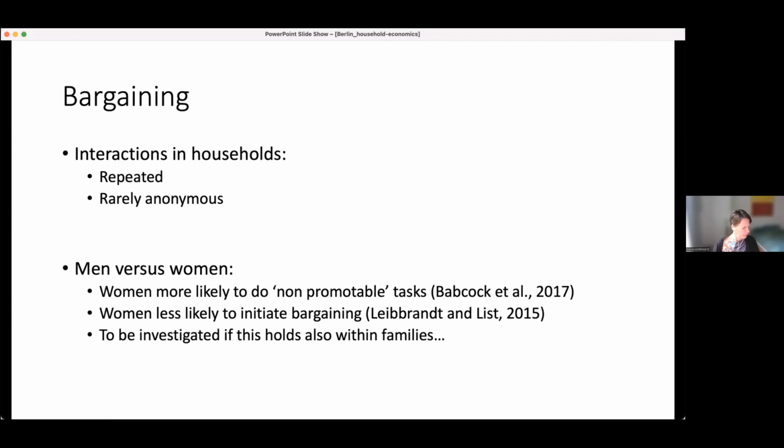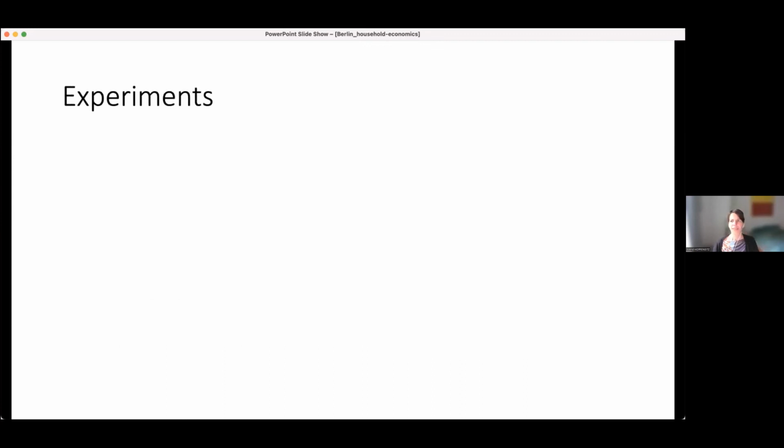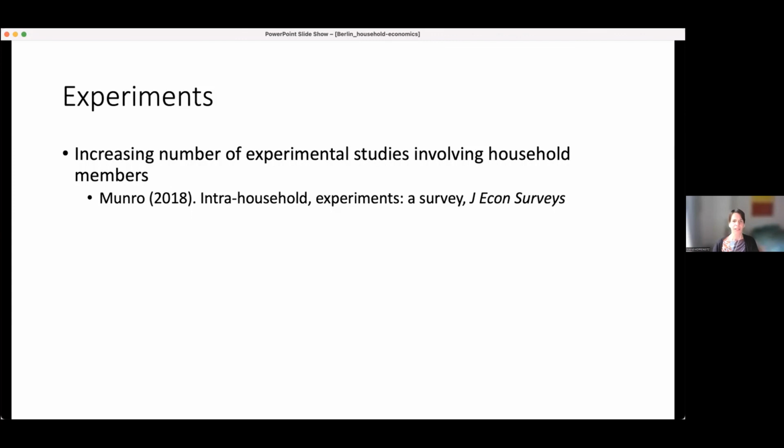Okay, so what I also wanted to mention is that a lot of what we are talking about in this chapter is based on rather recent experiments on households. There's been a growing literature on this over the last 10 to 15 years. There's a very good overview of that by Munro in the Journal of Economic Surveys, to which I refer here.